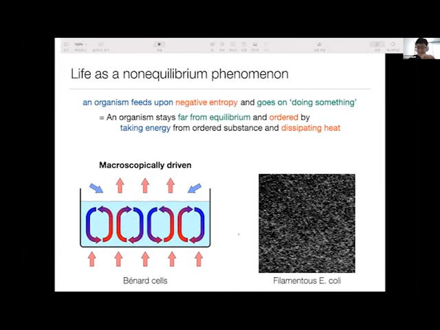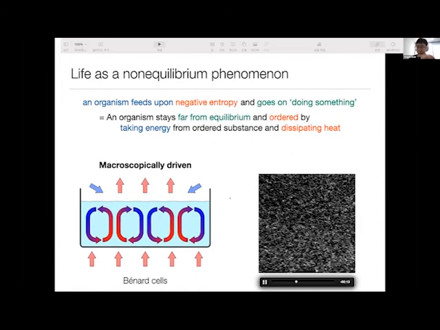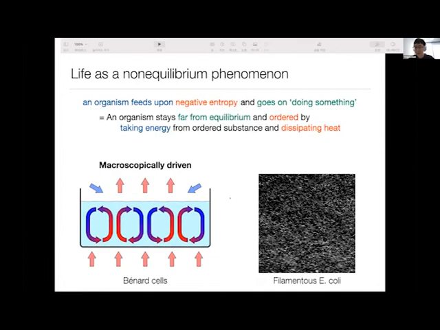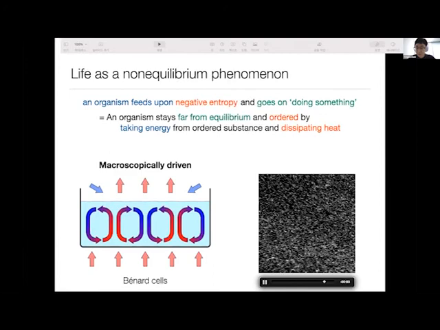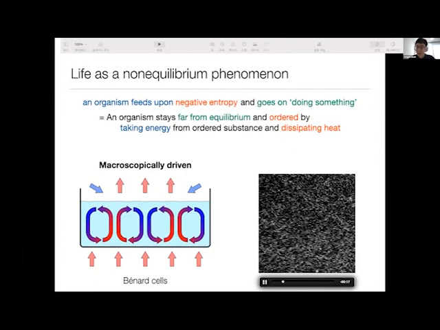These are called filamentous E. coli. They're basically like those bacteria that live in your guts, but they are much, much longer than the usual ones. And then what you start to see is that they show this line-like pattern, because they tend to align their directions parallel or anti-parallel to each other.